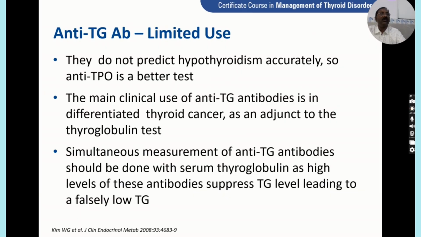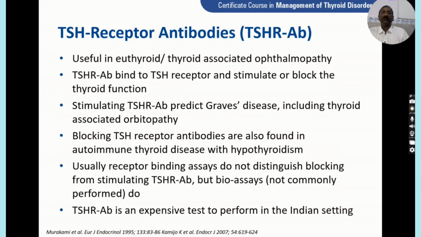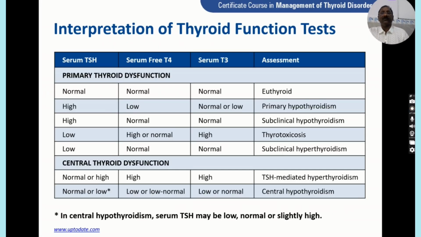Anti-thyroglobulin antibodies have limited use. They do not predict hypothyroidism accurately, so anti-TPO is the better test. The main clinical use of anti-thyroglobulin antibodies is in differentiated thyroid cancer, as an adjuvant to the thyroglobulin test. Again, the TSH receptor antibodies, very rarely we do it.